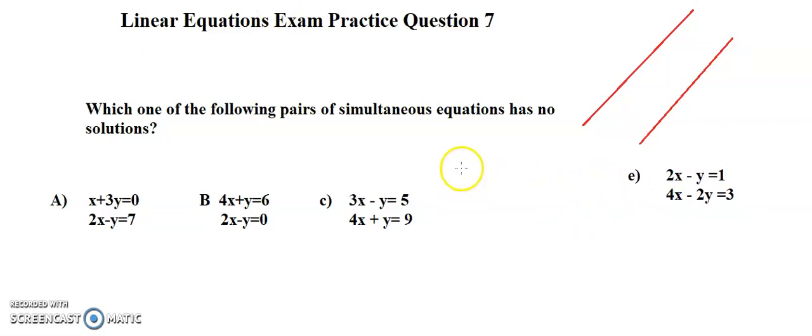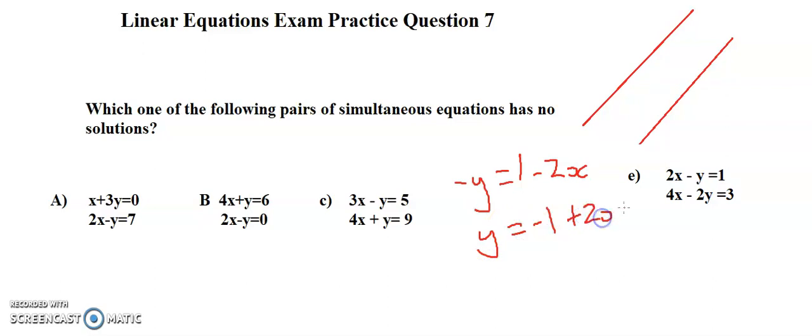This is where we pick one and do trial and error. Again, with this question, I'm just going to get it in gradient y-intercept form. I will take away 2x from both sides to give me negative y equals 1 take 2x. Likewise here, I've got a negative, so I'm going to divide both sides by a negative to give me y equals negative 1 plus 2x.